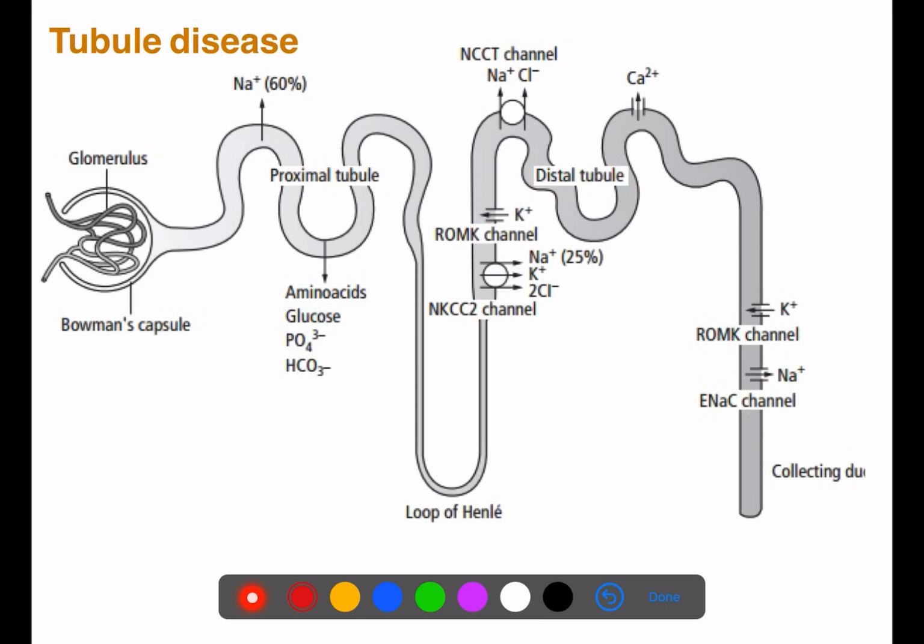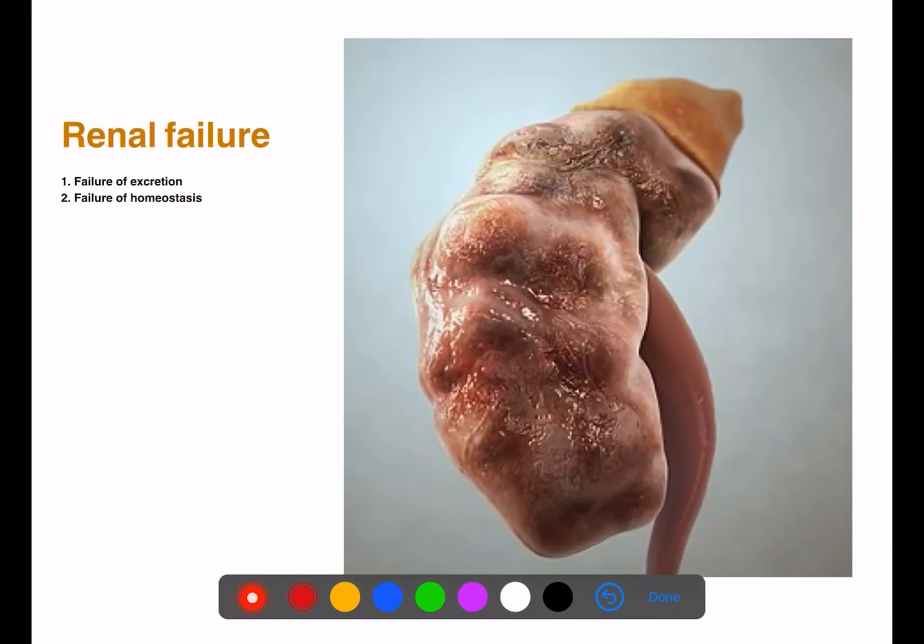The reabsorption of this material includes sodium, potassium, chloride, and so on. This is important material for the body, so it should be reabsorbed. When the tubule fails to reabsorb this material, renal failure occurs. This material is also important for the pH of the plasma.